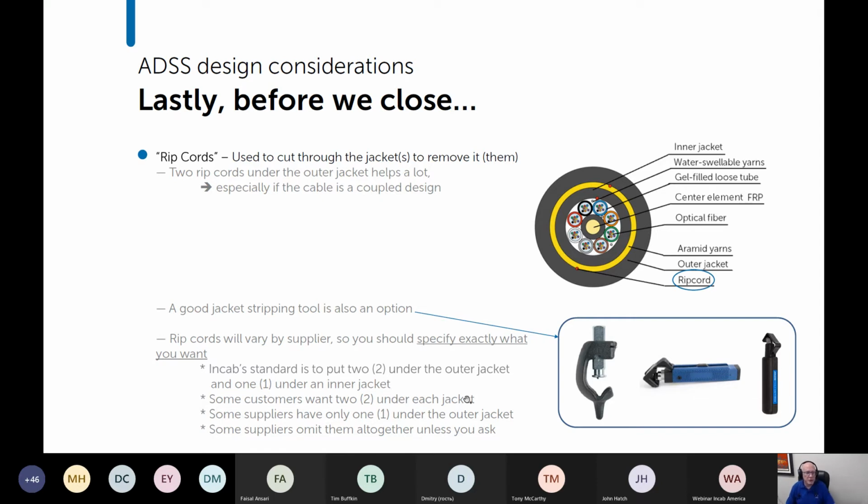And some customers do want 2 under each jacket. And some suppliers will only have 1 under the outer jacket. And some suppliers will just omit them altogether. So you're back to this concept here. You need to think about what you want and then specify exactly what you want. And any supplier can do pretty much any configuration that you want, anything within reason.